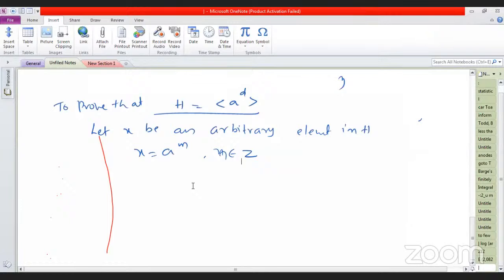Let X be an arbitrary element of H. X power n belongs to Z. So by division algorithm.